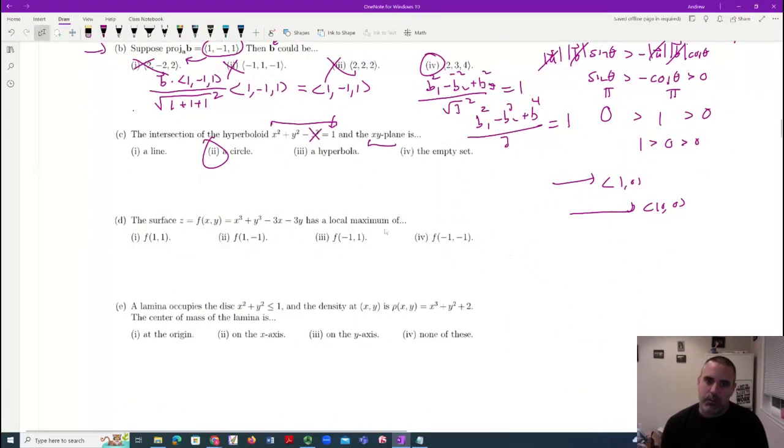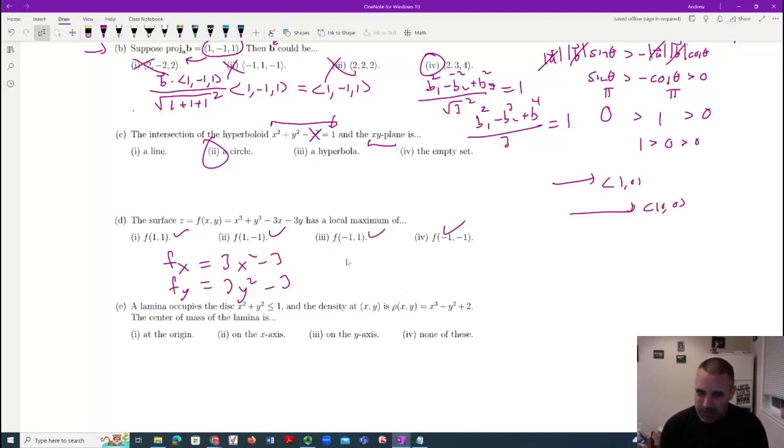The surface has a local maximum at this. This is actually a short one, too. So it's just bad that the first two were so bad. But you don't even need to calculate. So if you plug in 1, 1, 1 works in here, so it is a critical point. 1, negative 1 works, negative 1 works. Okay, all those points work.